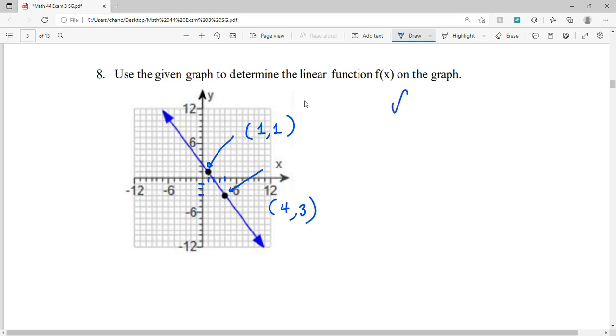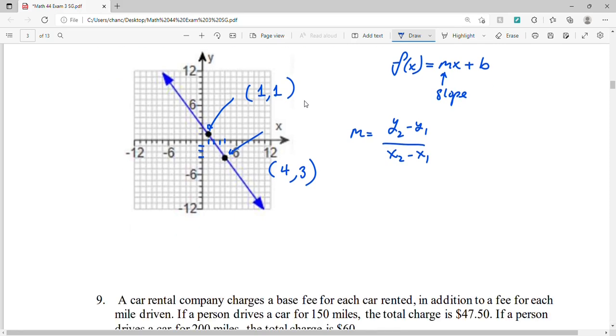To find the equation of our line, we write f of x is equal to mx plus b, where m represents the slope and b represents the y-intercept. And the formula for the slope is y2 minus y1 divided by x2 minus x1. So we'll look for the slope first. I'll label this as x1, y1, and we'll label this as x2, y2. Now, I made a mistake here. It should have been a negative 3. So let's make sure we fix that. This is 4, negative 3.